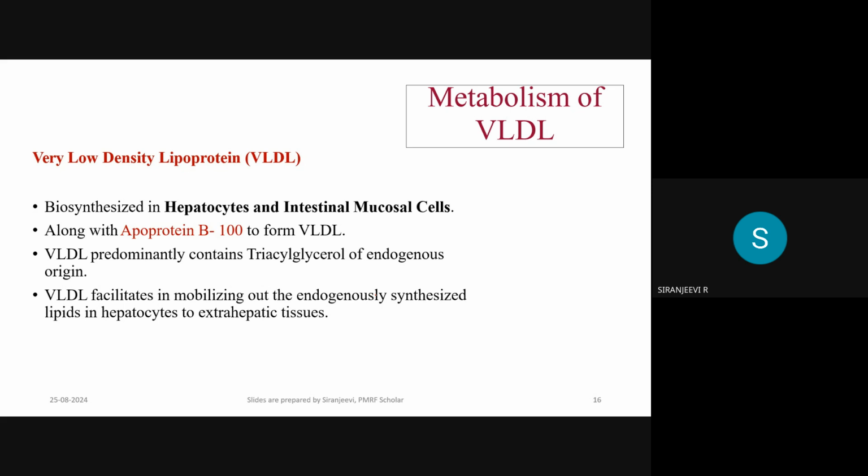The VLDL is responsible for the transfer of TAG in the endogenous form, especially in the hepatic tissues. It is biosynthesized in the hepatocytes as well as in the intestinal mucosal cells. The signature apoprotein in the chylomicron is B48, but in the VLDL it is B100. The VLDL predominantly contains triacylglycerol of endogenous origin, and it facilitates mobilizing the endogenously synthesized lipids in the hepatocytes to the extrahepatic tissues.